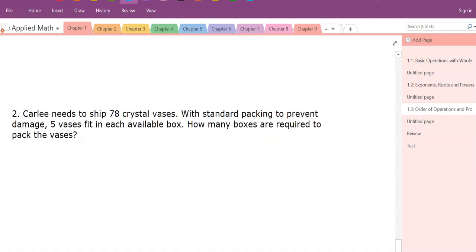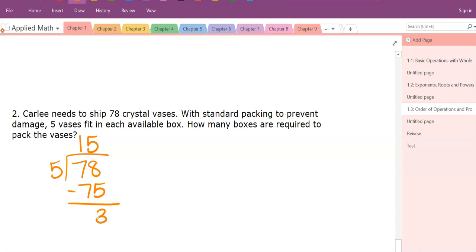Carly needs to ship 78 crystal vases, and with standard packing to prevent damage, 5 vases fit in each available box. How many boxes would be required to pack the vases? So I would take 78 and divide by 5. Now if we do that, this can go in 15 times. So if we take 15 times 5, that's going to be 75. So that means we have a remainder of 3.